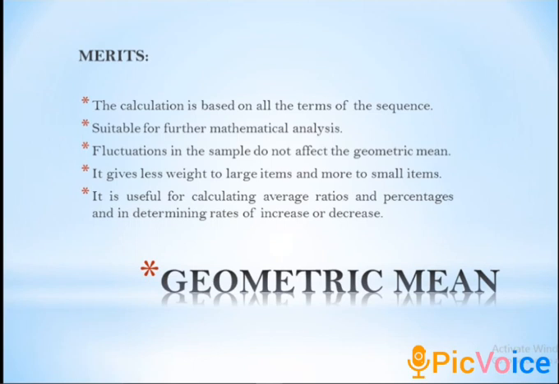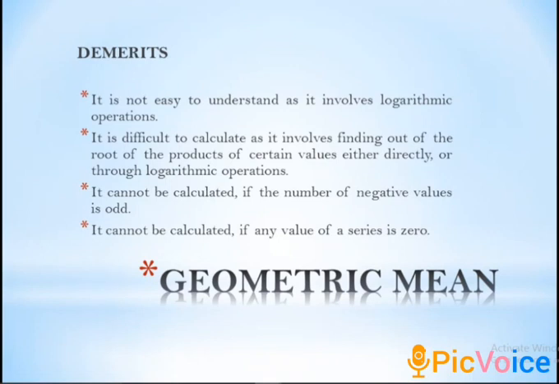Fifth, it is useful for calculating average ratios and percentages and in determining rates of increase or decrease. Demerits of arithmetic mean. First, it is not easy to understand as it involves logarithmic operations. Second, it is difficult to calculate as it involves finding out of the root of the products of certain values either directly or through logarithmic operations.